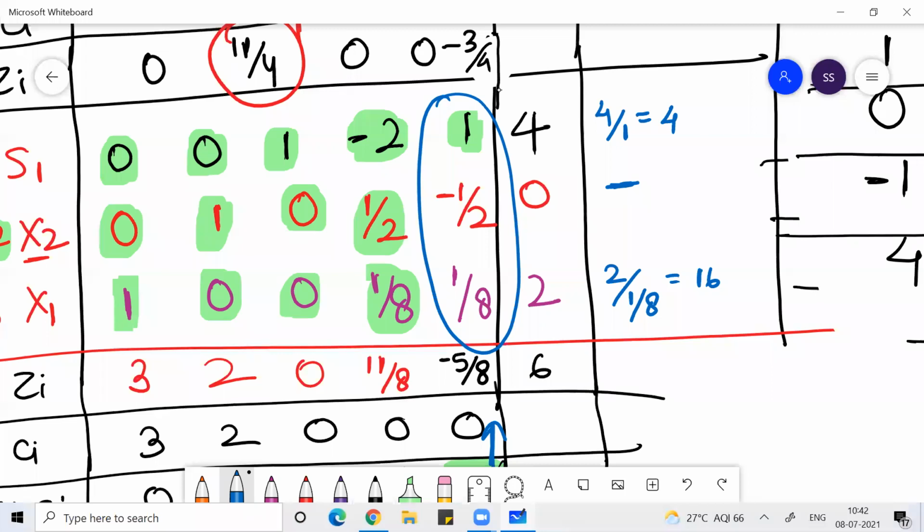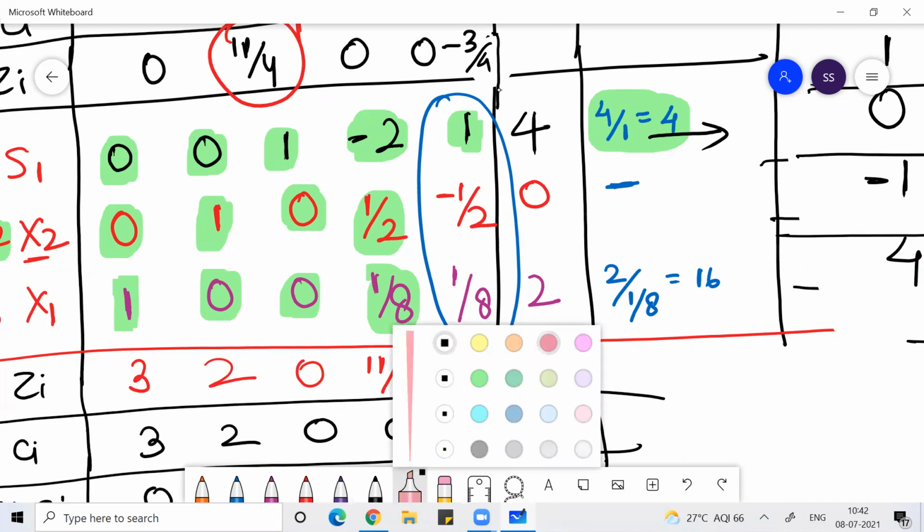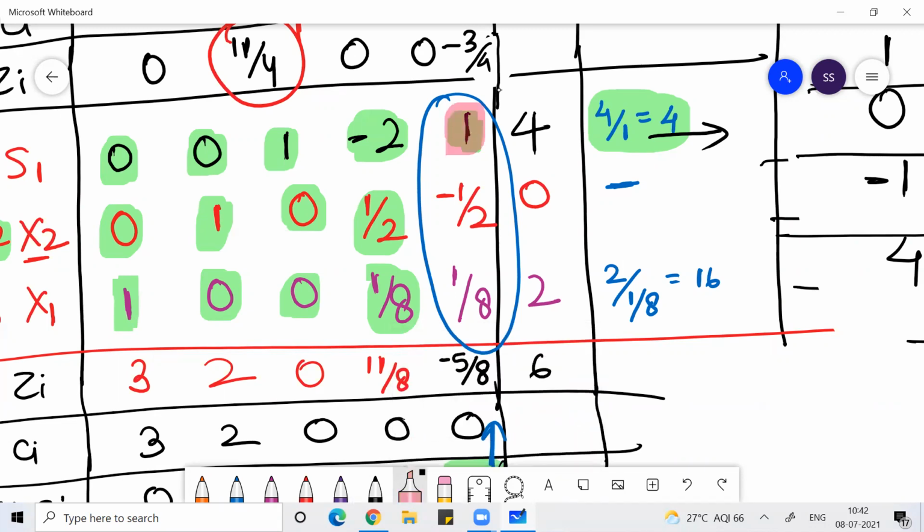So out of the theta values, the minimal theta value is for S1. It means S1 will exit the solution and S1 will be replaced by S3. Can you understand this? So what would be your pivot element? Pivot element will be 1. This would be your pivot element, K1.